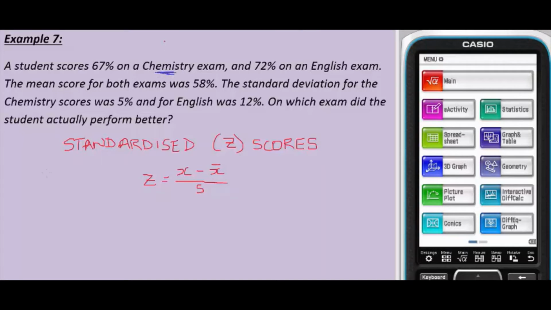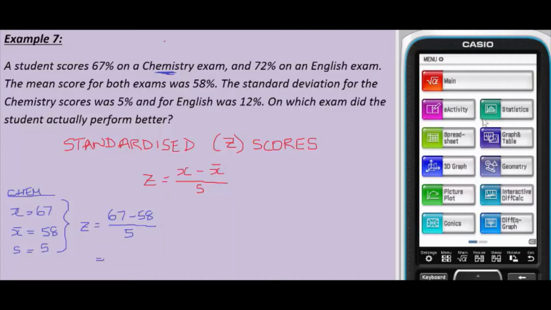and the first subject here is chemistry, then I'm going to say in chem, the student actually scored 67. The mean was 58. The standard deviation is 5. And so then I need to put that data into the calculator. And what I'm going to write is that my Z score will equal 67 minus 58 all over 5. And we'll work out a number for that.